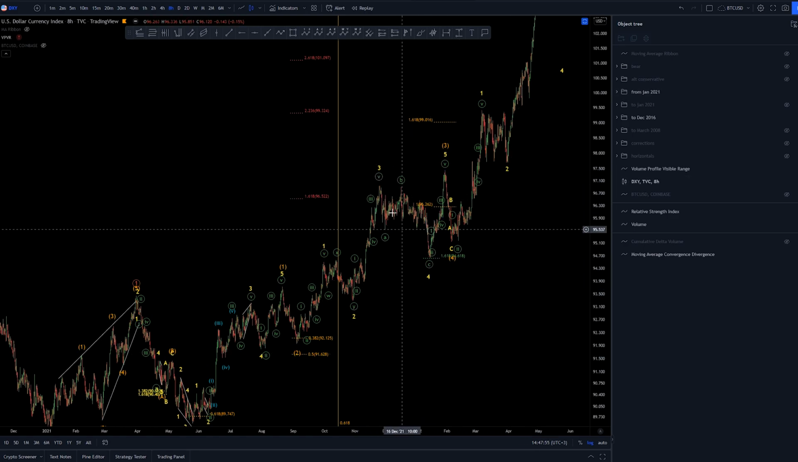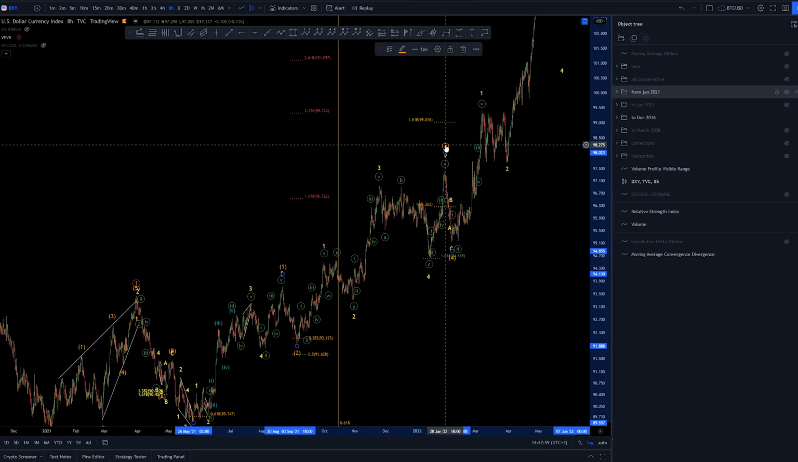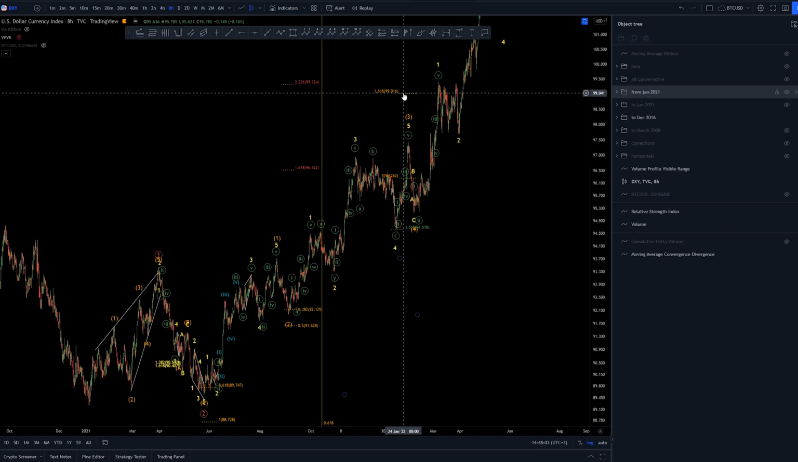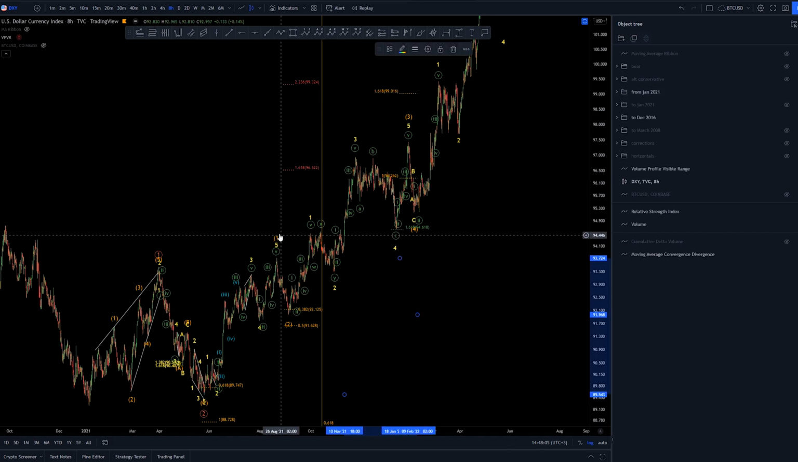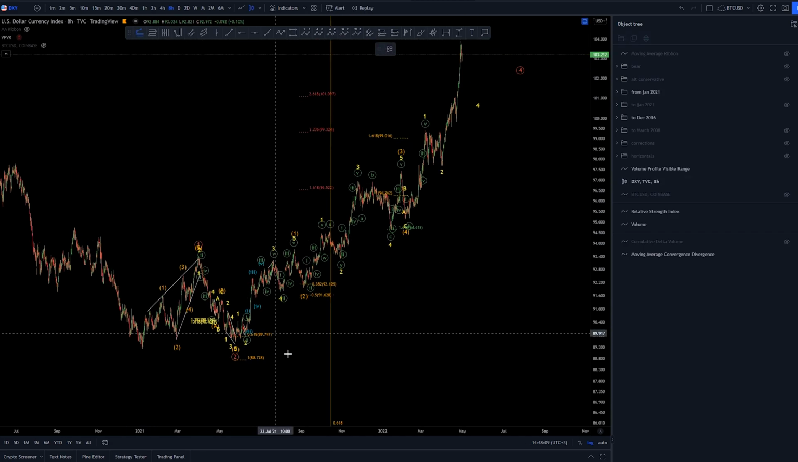On this one, I've labeled this again wave 3 here, and then wave 5 for the third of intermediate. This, however, does not get to 1.618 extension of the wave 1 here, which is fine as long as it's not the smallest here.